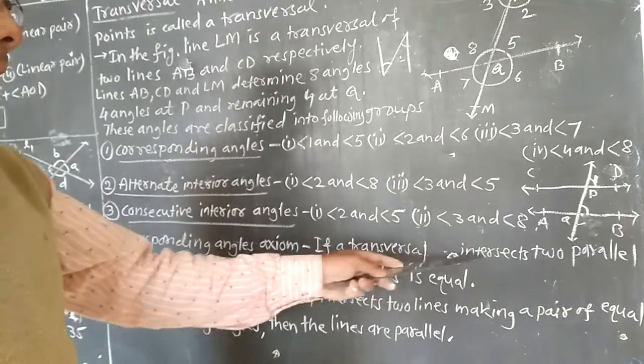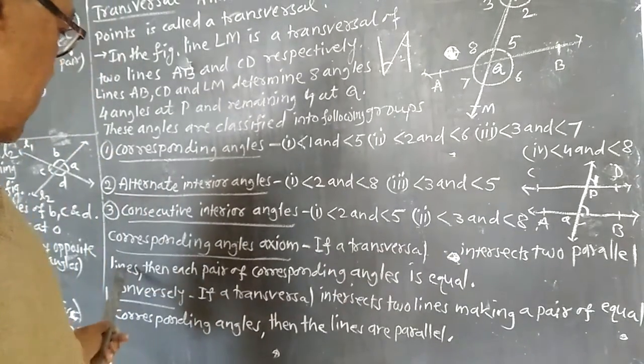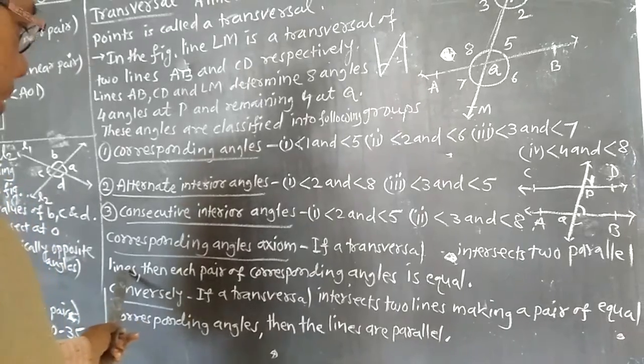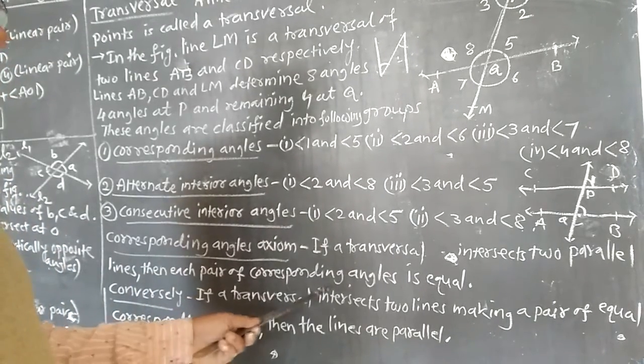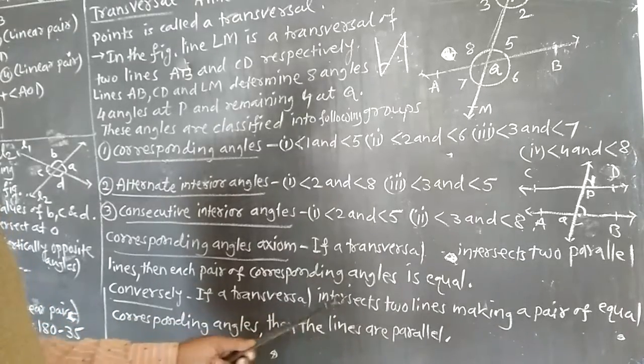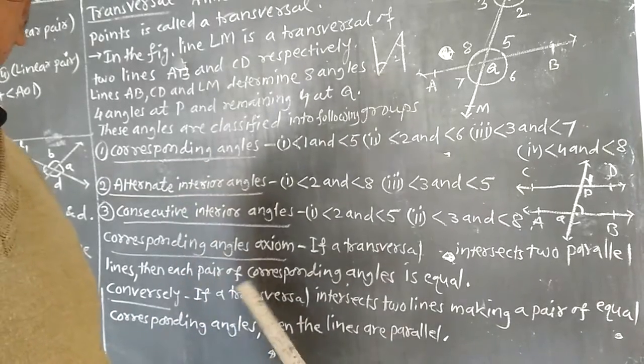If a transversal intersects 2 parallel lines, then each pair of corresponding angles is equal.